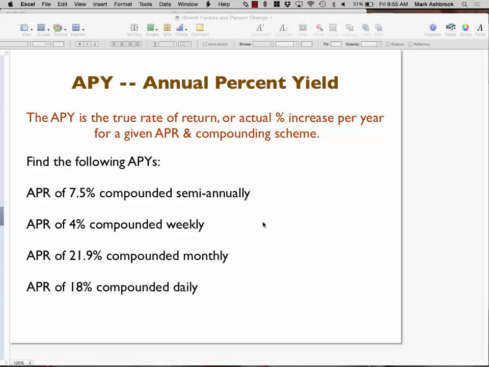So with the 4%, you divide by 52, because there are 52 weeks in a year. The 21.9 would be divided by 12 for monthly. And then daily would be 365, so divide by 365 first. That gives you the per period rate. From that, you can get the rest.